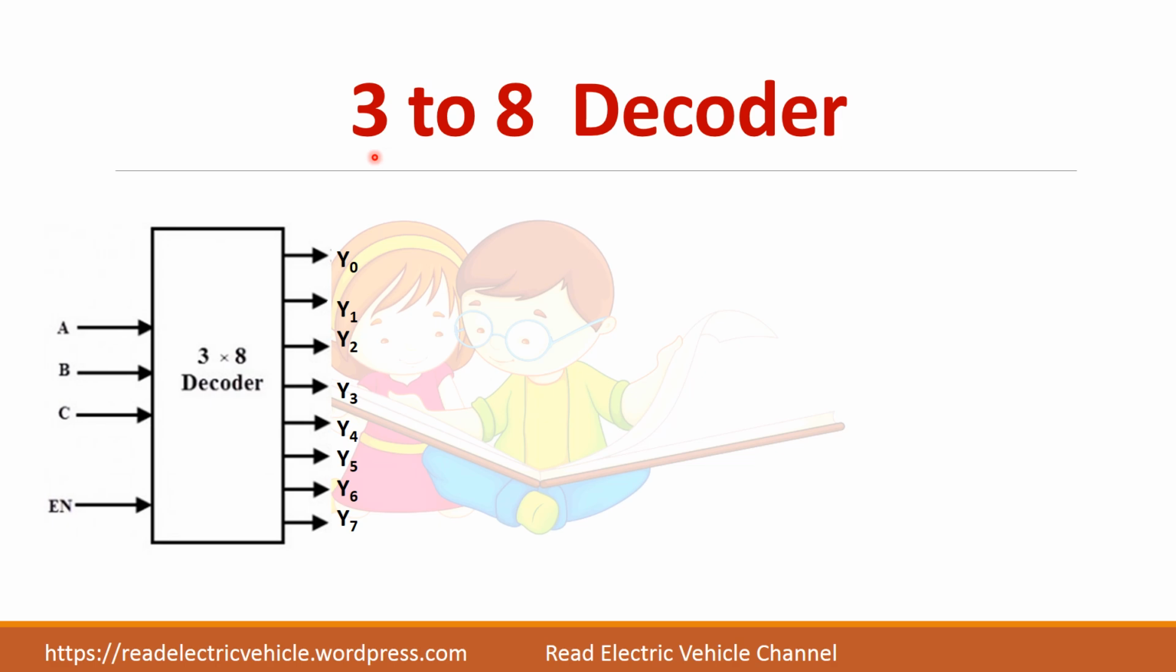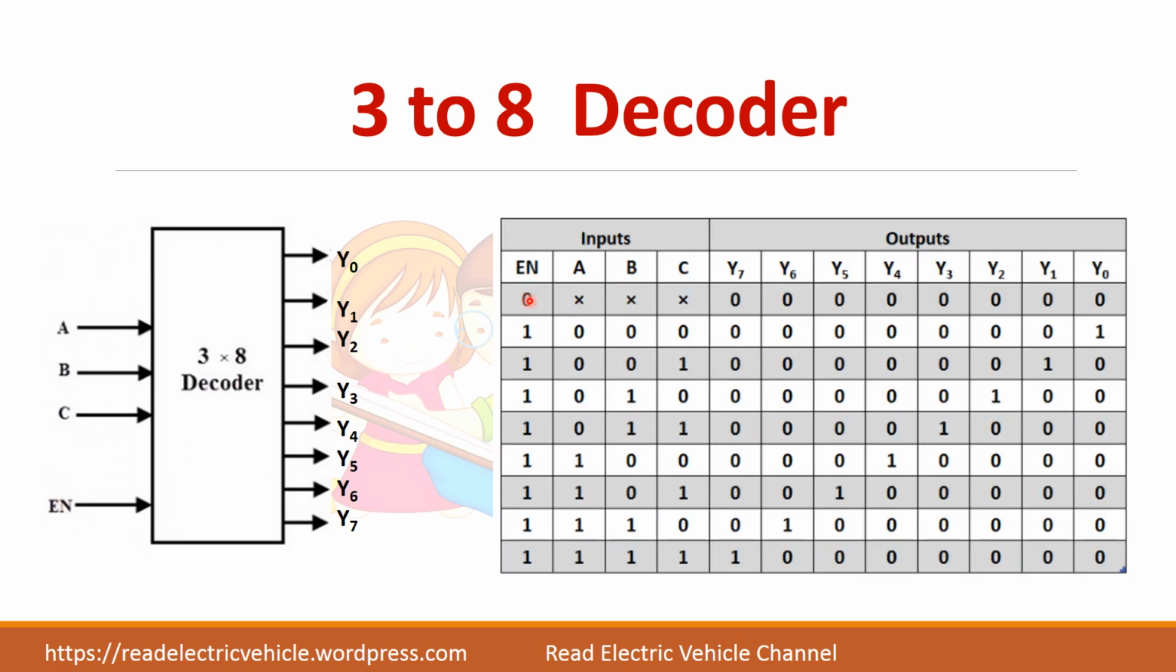Next we will see about the 3 to 8 decoder. That is, when you have 3 inputs, there will be 8 combinations. So it is a 3 to 8 decoder, and this is the enable bit. If the enable bit is 0, whatever input you give, the output is going to be 0. If the enable bit is 1 only, for different combinations you will get the output. So you can see here, for each combination only one output will be high.